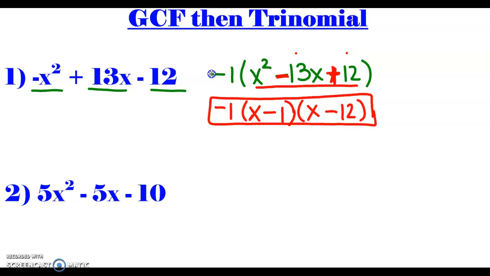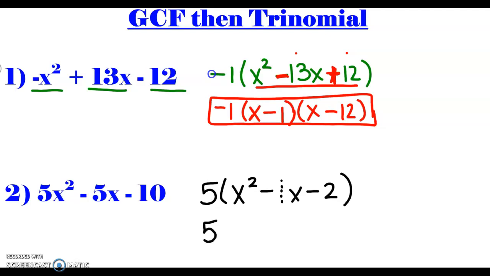So on number 2, always greatest common factor first. Here I can see I can bring out a 5. If I bring out a 5, I've got x squared minus 1x minus 2. So that's a riddle, and I have the 5 on the outside.